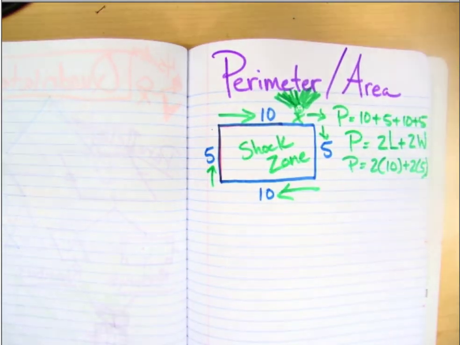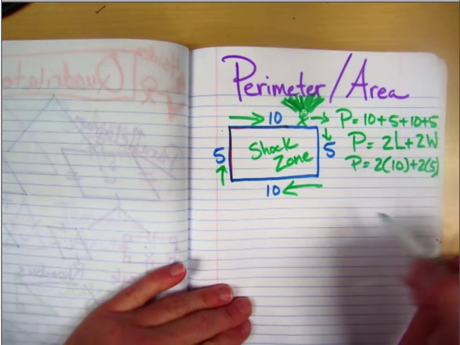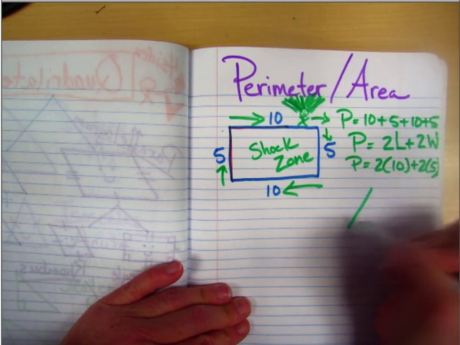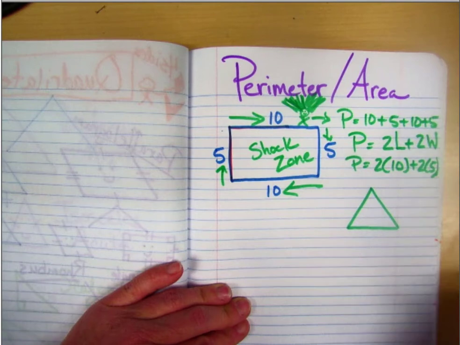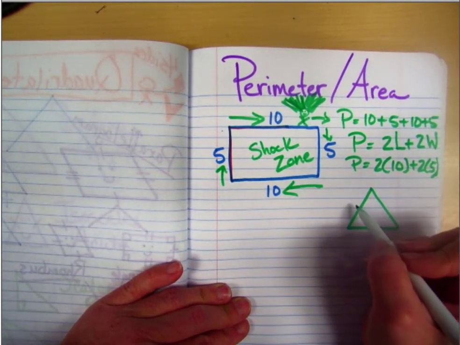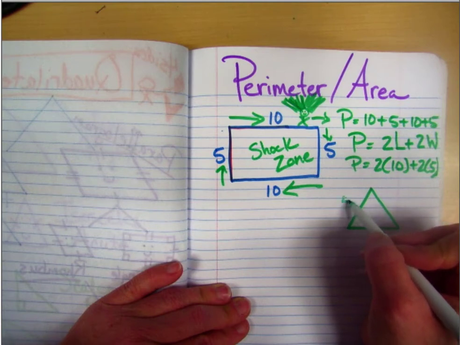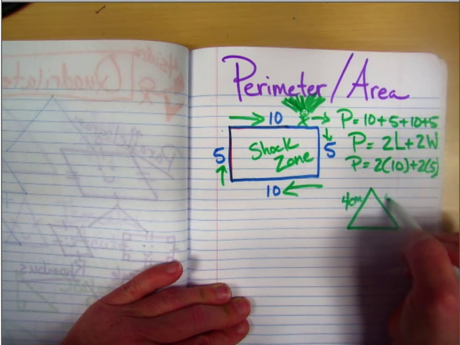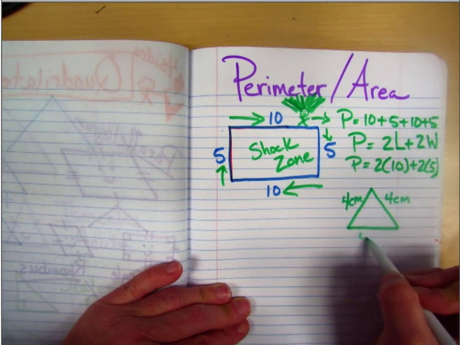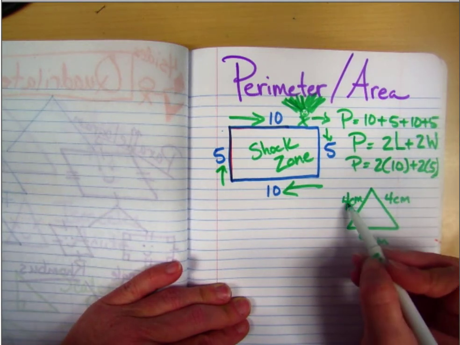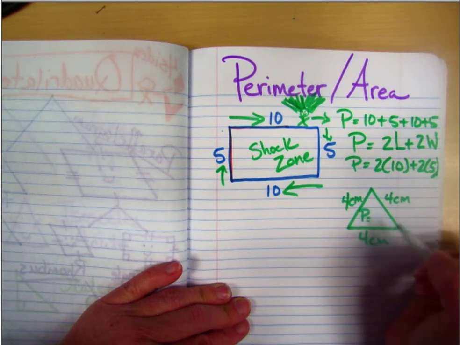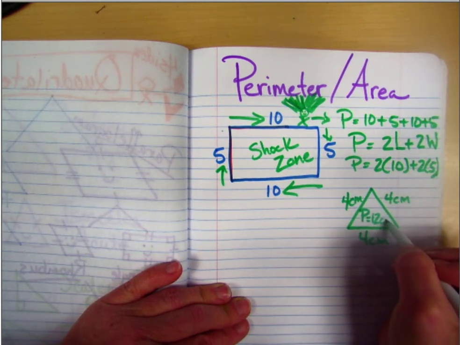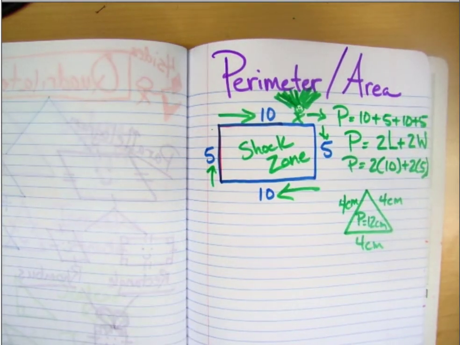Sometimes you're going to have a shape that's not a rectangle. Sometimes it'll be even maybe a triangle. So if this is an equilateral triangle, let's say each side is 4 centimeters, you're going to add up 4 plus 4 plus 4, or 4 times 3, so the perimeter would be 12 centimeters. So this is pretty simple.